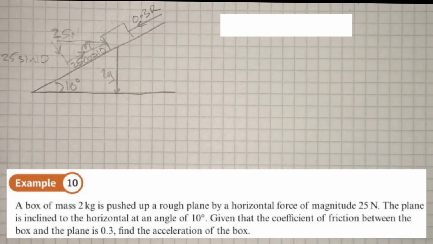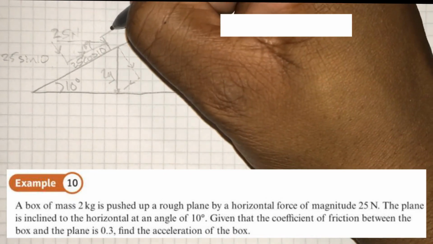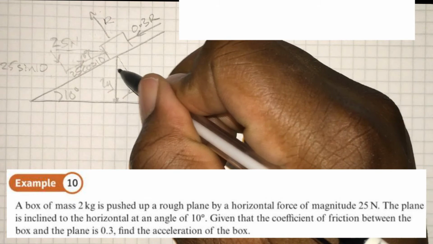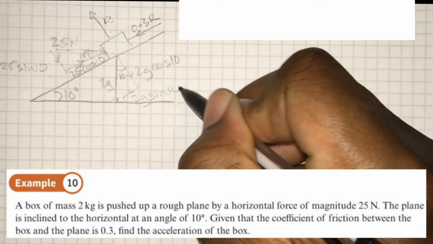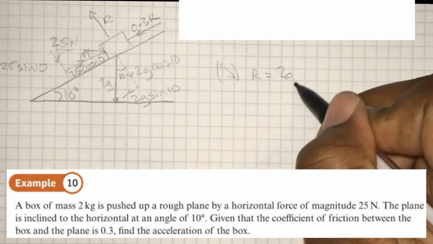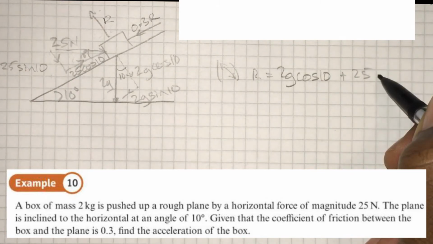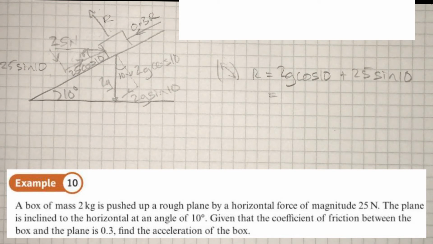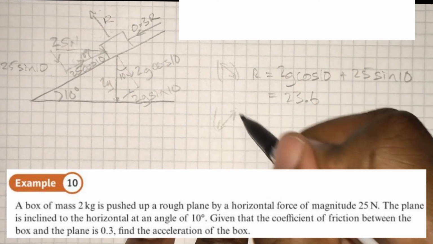Now friction's acting in the opposite direction, didn't have space, so I'll just draw it over here as 0.3 r. We'll have some components for the weight and the reaction force. 2g cosine 10 and 2g sine 10. Okay, so resolving perpendicular, we get r equals 2g cosine 10 plus 25 sine 10. So into the calculator, and that gets us 23.6. So reaction force of 23.6 newtons.